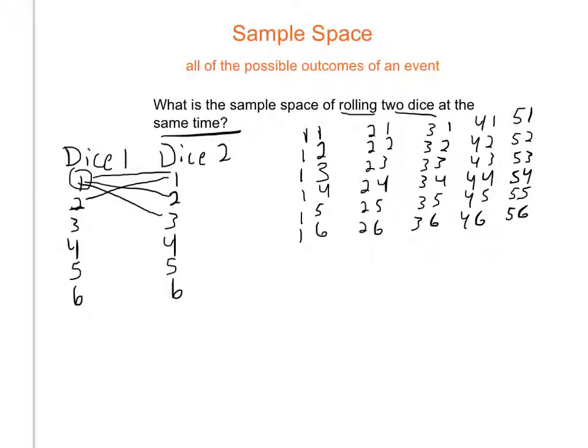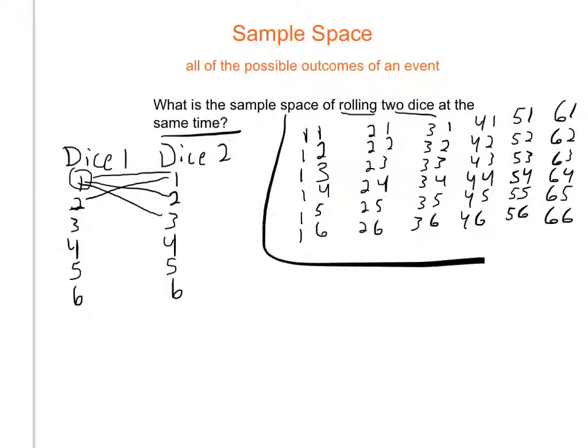And I could do the same thing with rolling a 6 first. So if you take a look at this, this is my sample space. That's all the possible things that could happen if I roll those two dice at the same time. And if I were to count these up, there's 6 in this row, 6, 6, 6, 6, and 6. Well, 6 times 6 is 36 different outcomes.